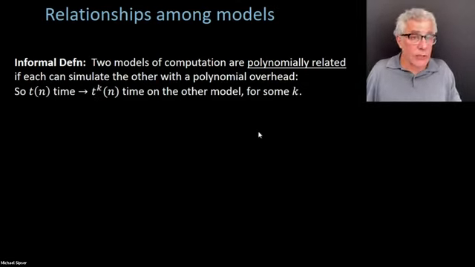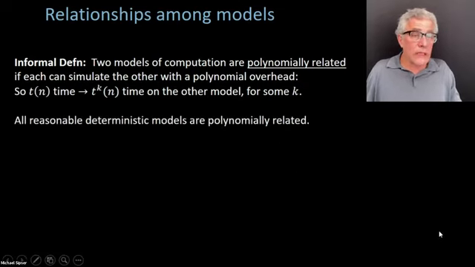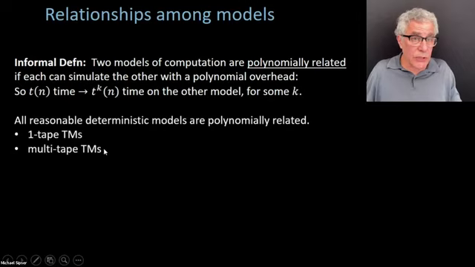That's what it means for the two machines to be polynomially related. And all reasonable deterministic models are polynomially related. So as we've already seen, one-tape and multi-tape Turing machines are polynomially related because converting multi-tape to one-tape blows you up by at most a squaring. So k equals 2 in this case.